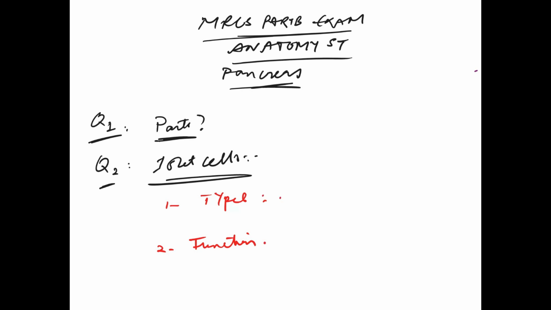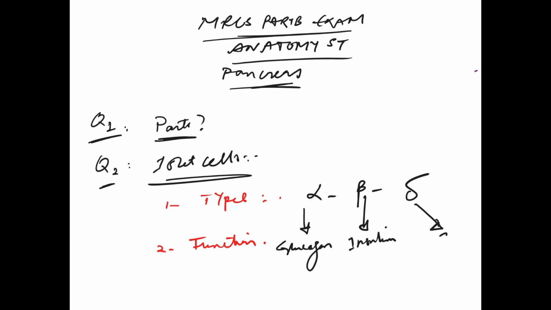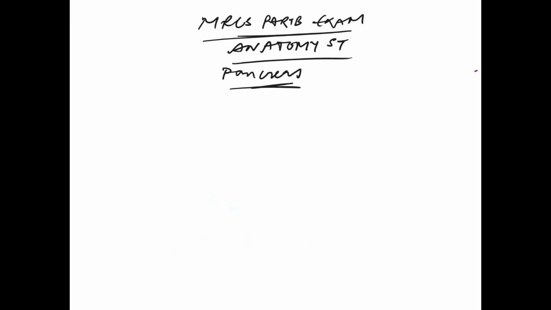For the types, you know that they are alpha, beta, and delta, right? About the function, the alpha cells produce glucagon, the beta cells produce insulin, and the delta cells produce somatostatin. Are you with me? So these are the islet cells. Nobody is going to ask you about the function of the hormones.